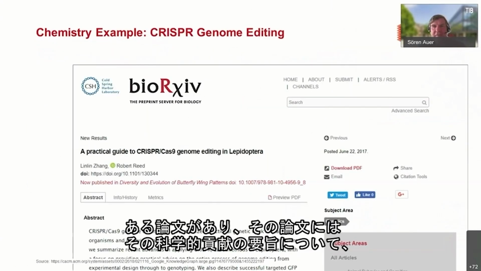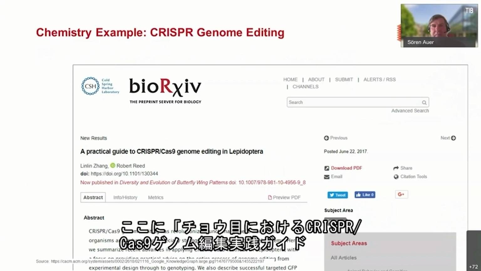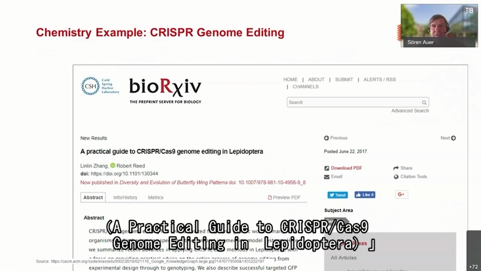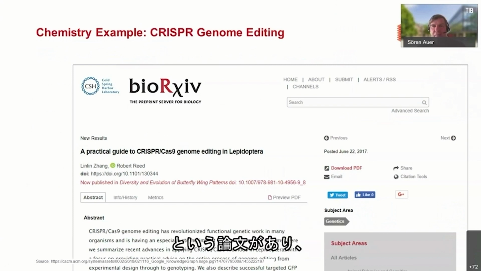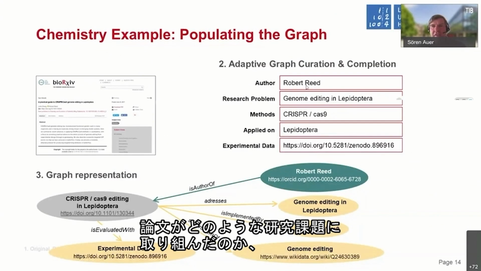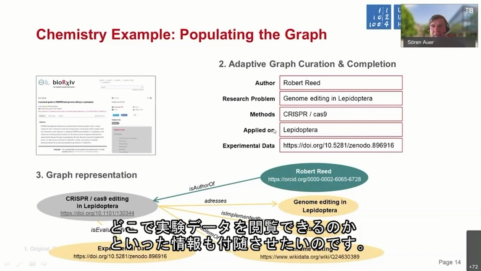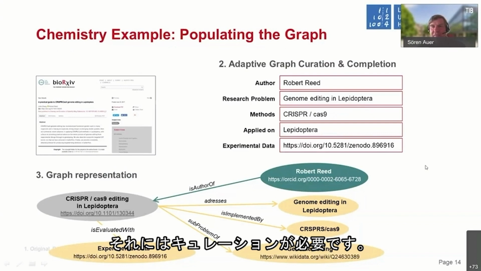Our idea is that when we have a paper, that a paper is accompanied with some descriptions of the gist of the scientific contributions of the paper. So here we have a paper, a practical guide to CRISPR-Cas9 genome editing in Lepidoptera. And we would like to accompany this paper not only with metadata about the authors and the title, but also with information what research problem is addressed by this paper, what methods are used, what are they applied on, where can I find experimental data, and that requires curation.